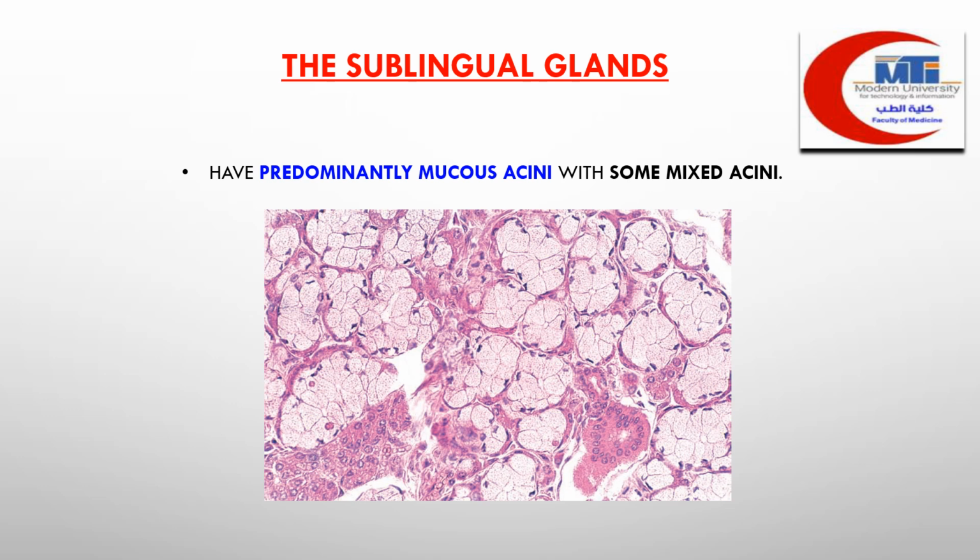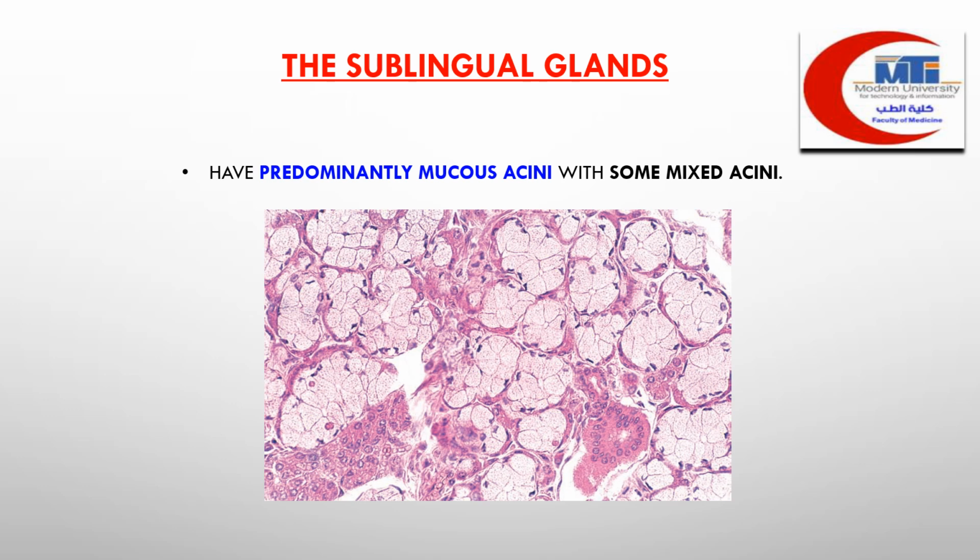Finally, the sublingual salivary gland. These glands are located deeply in the mucous membrane of the floor of the mouth on either side of the frenulum. They are mixed compound tubulo-alveolar glands, containing numerous mucous acini forming 60% of total acini, with some serous acini. They are predominantly mucous glands with some mixed acini.